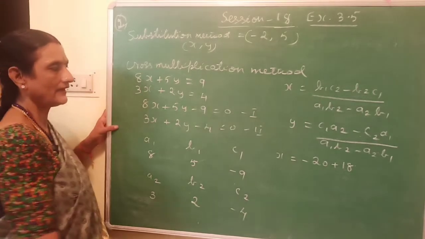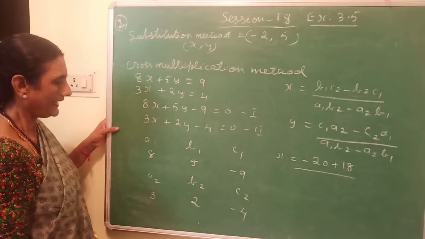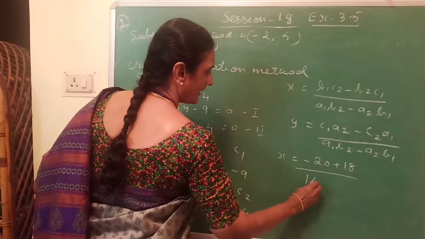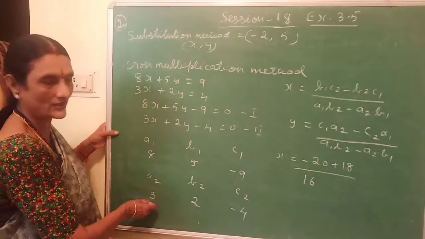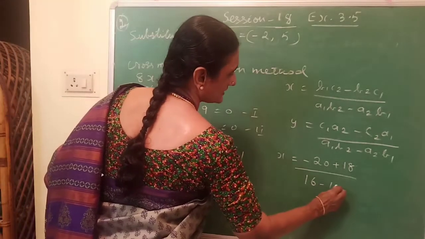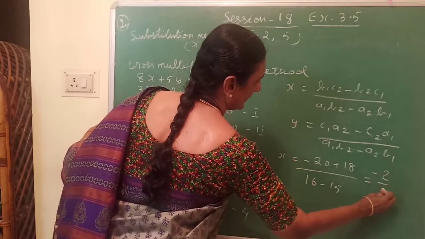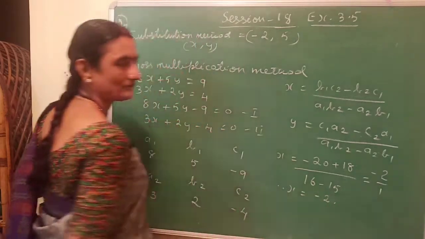Are you understanding? What is your A1 B2? A1 B2 is 8 into 2s are 16, and then minus A2 B1. 3 into 5 gives you minus 15. So the answer is, here you will get minus 2 by 1. Therefore your x is equal to minus 2.